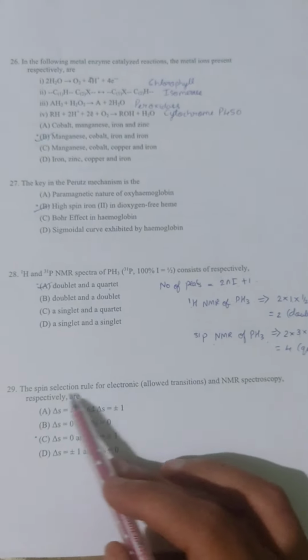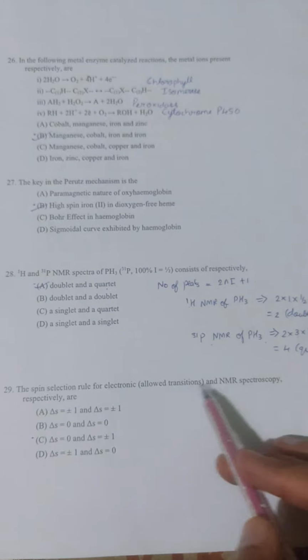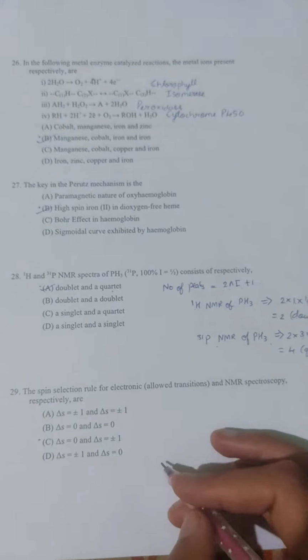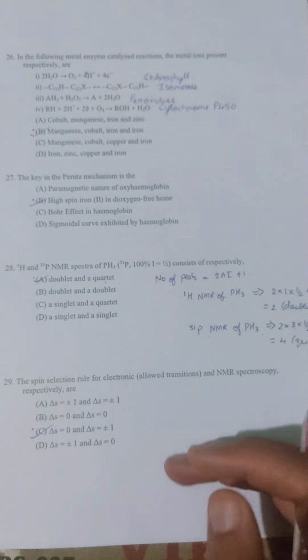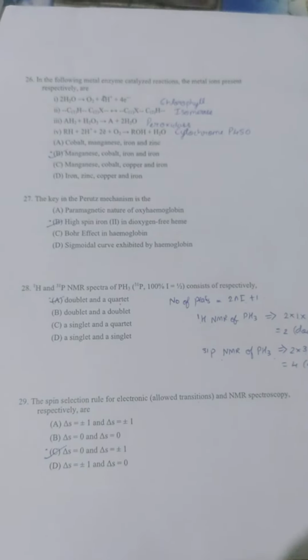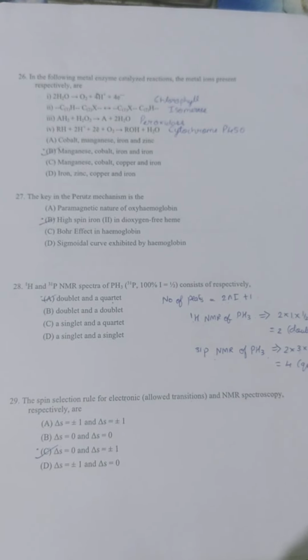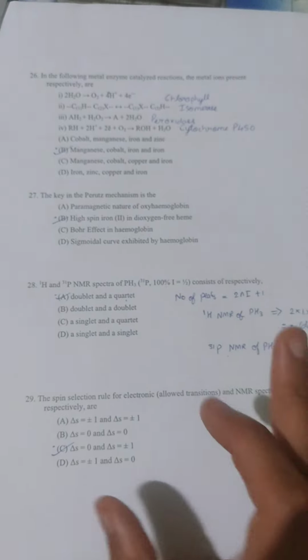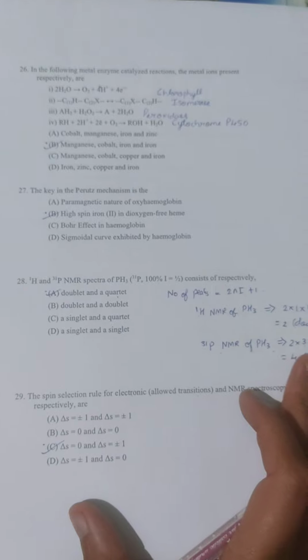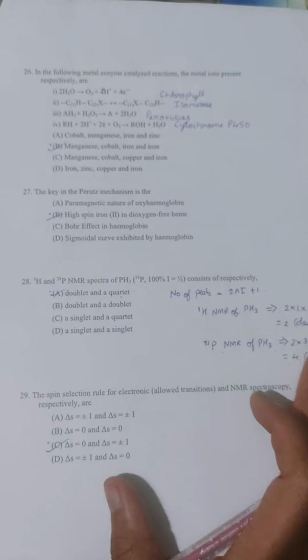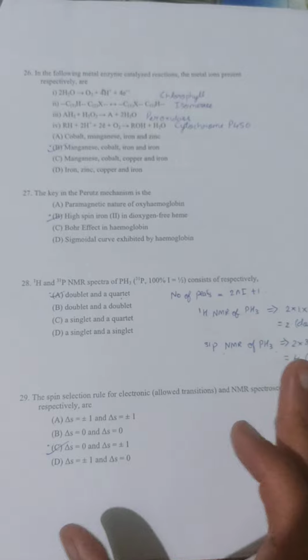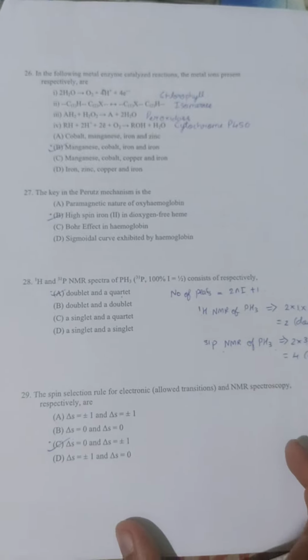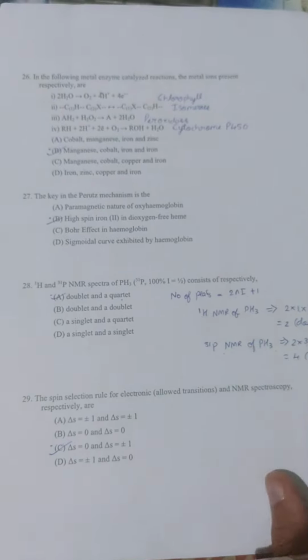Now, spin selection rules for electronic transitions, meaning the allowed transitions, and NMR spectra. This is a direct concept-based question. It is expected that you should remember this as standard rules. In earlier standards, you were expected to know the tables from 1 to 15 or 20. Similarly, if you are studying chemistry, there are some basic selection rules that you have to remember. Otherwise, it will be difficult to answer such direct scoring questions.